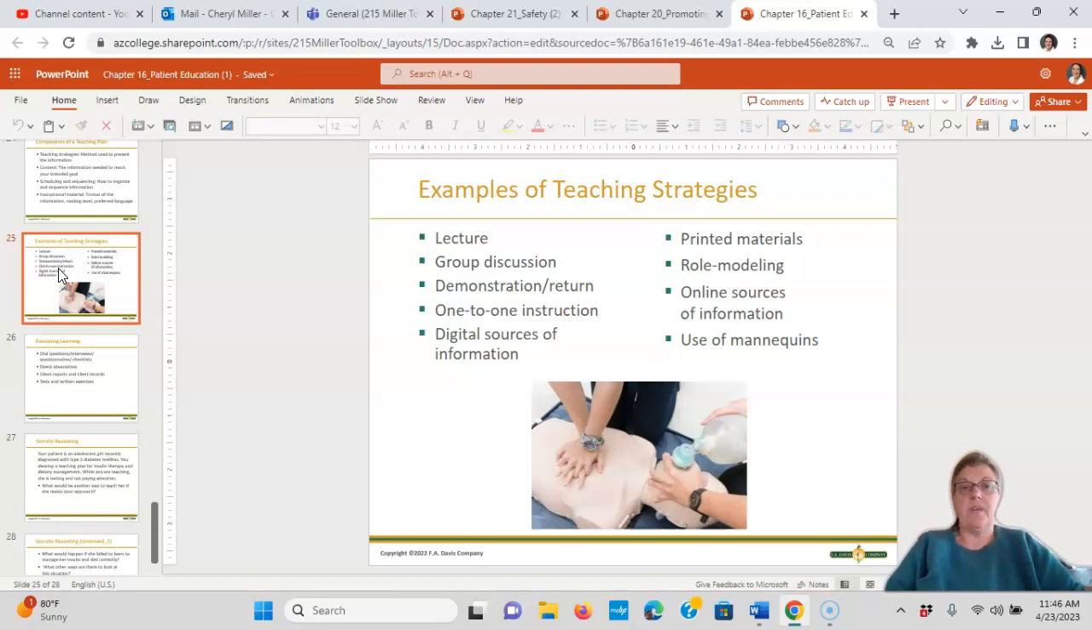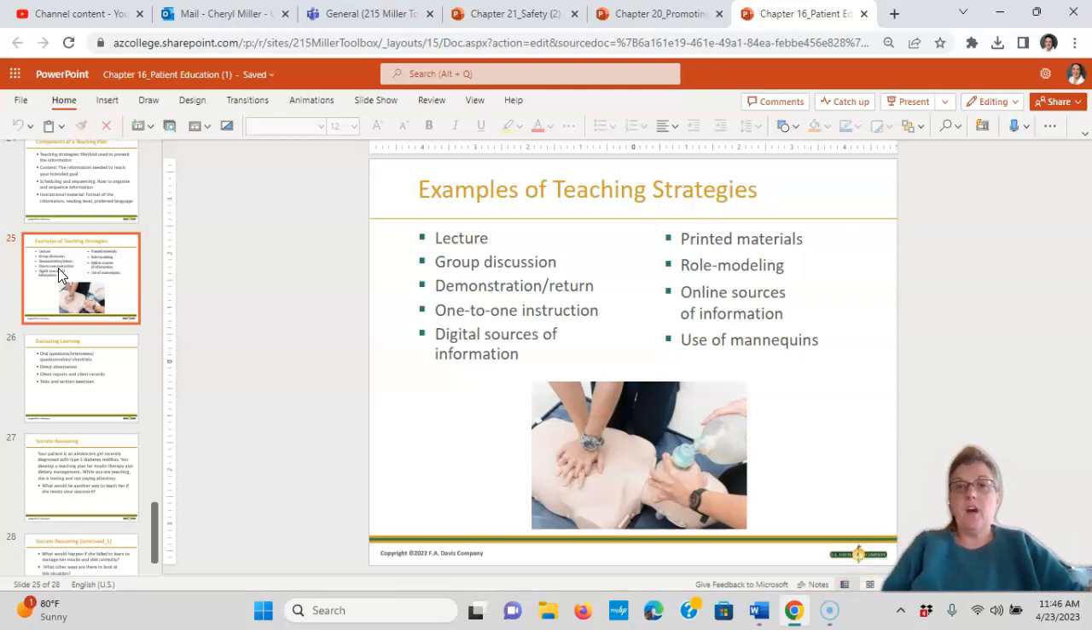Digital sources of information, so providing the TV channel to watch or a website to go to for it. Sometimes there's printed materials. That's good if somebody has trouble remembering because they can always reread it. Role modeling is when we give them a shot in insulin, we role model how they would do it, and then next time they do it.